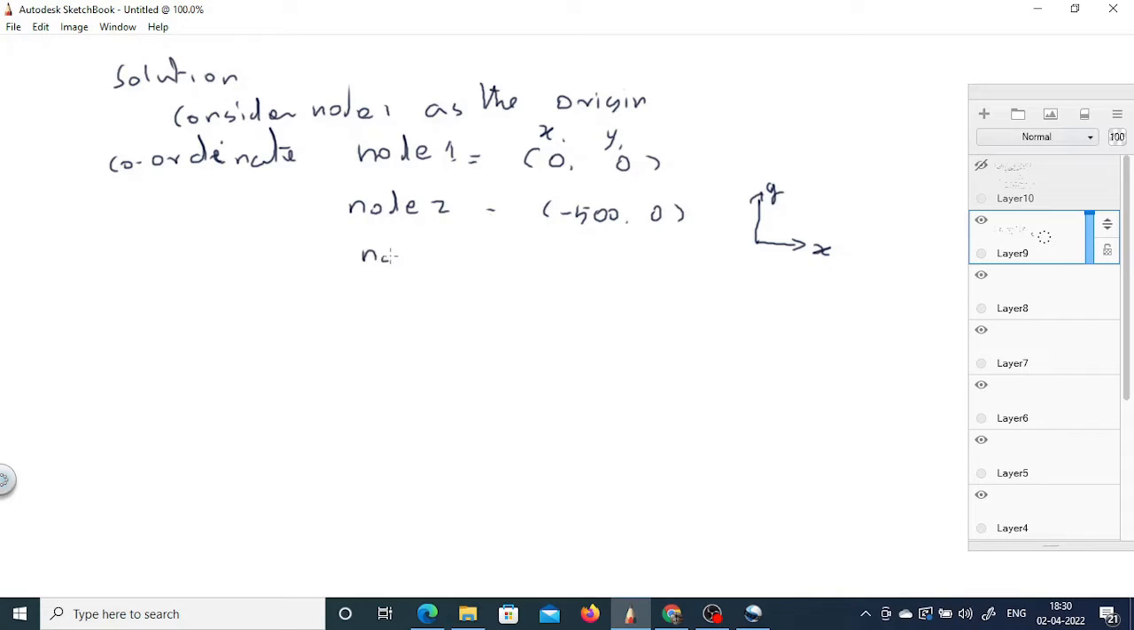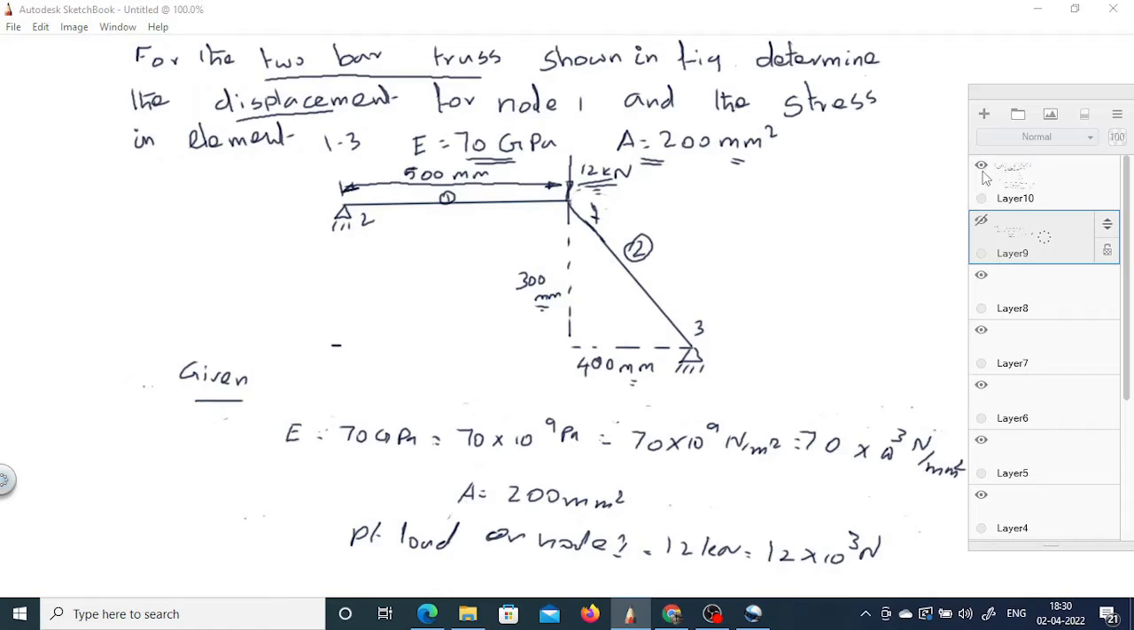And then we should identify the next node, which is 3. What about node 3? Node 3 in the x-axis is 400 mm on the positive side, because the first node is the origin, so after the first origin it is always positive, and beneath the first node it is negative in the y-axis, so it is minus 300. So node 3 coordinates are plus 400 in the x-axis and minus 300 in the y-axis. So how can I write? Yes, let's see.